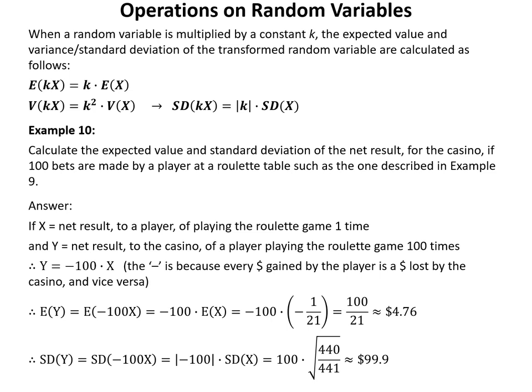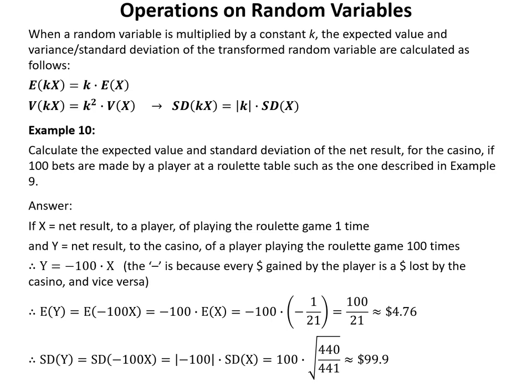And so the standard deviation of kX is equal to the absolute value of k times the standard deviation of X. The reason for the absolute value is because the constant k can be negative, but the standard deviation can't. So in the event that the constant k is negative, we use the absolute value to make sure that the standard deviation is positive.